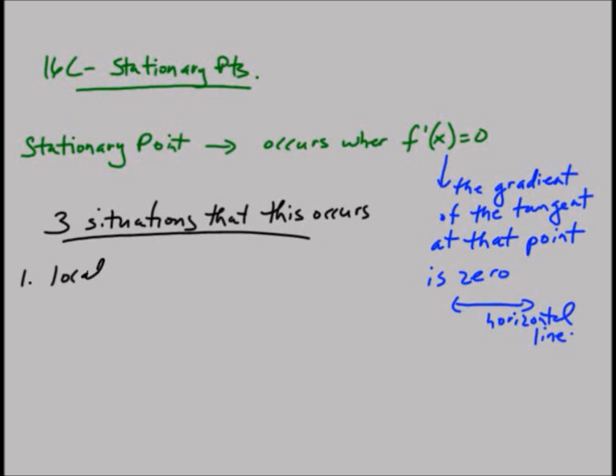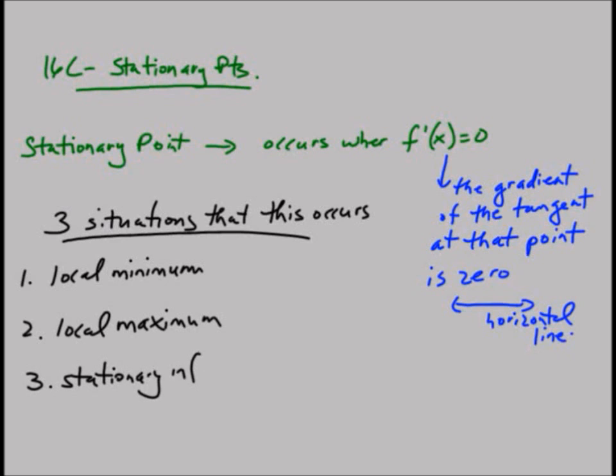The first one is at a local minimum. The second one is at a local maximum. And the third one is at a stationary inflection point. Another word for this is a horizontal inflection point. So we need to define a few of these things as well.